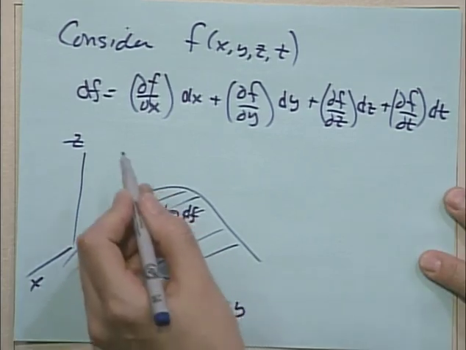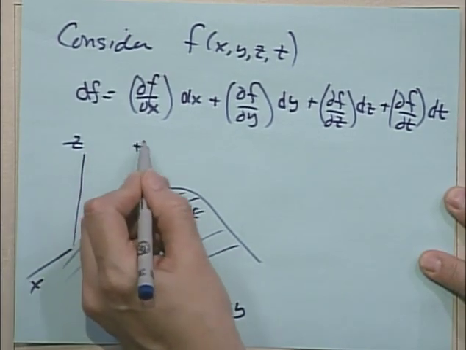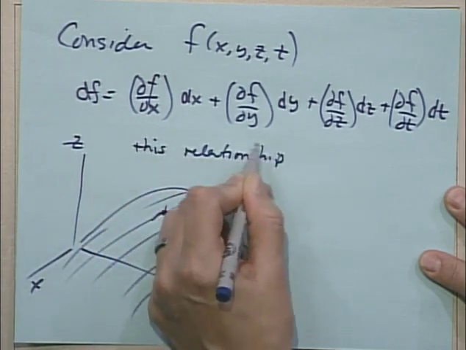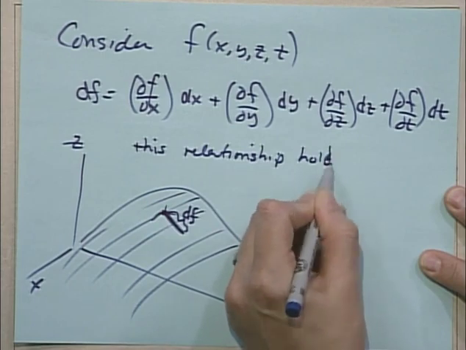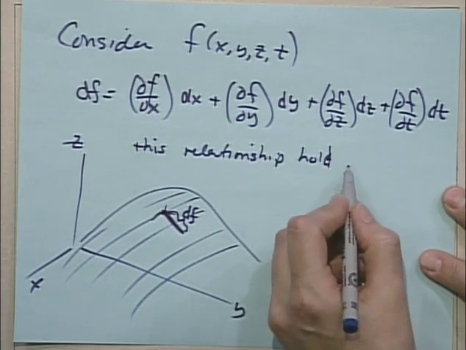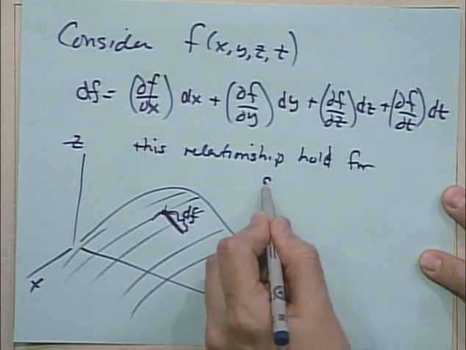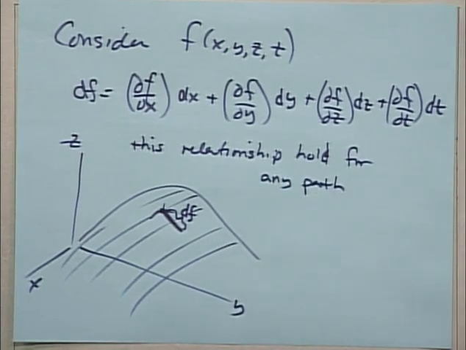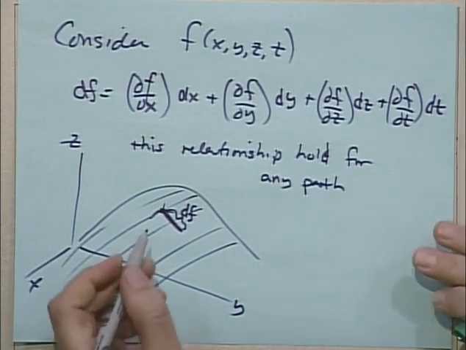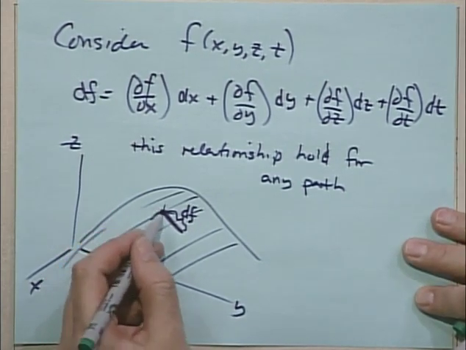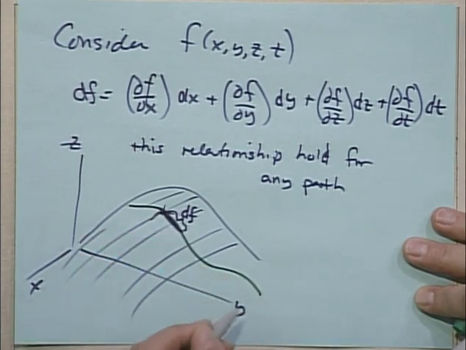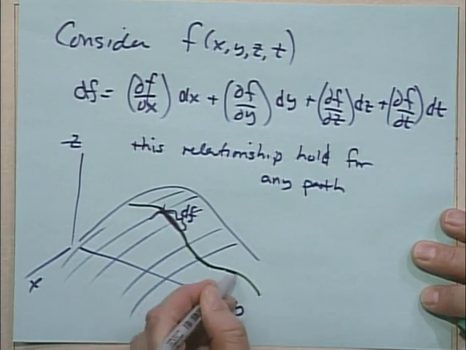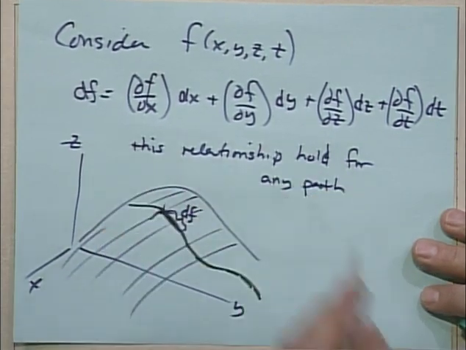So this df relationship holds for any direction that I might choose. Or I could say for any path. So if I picked a path through my 4-dimensional space, although I can only sketch in 3-dimensional space, an arbitrary path, at each little step I could write the df in any arbitrary direction, and I could write this function.